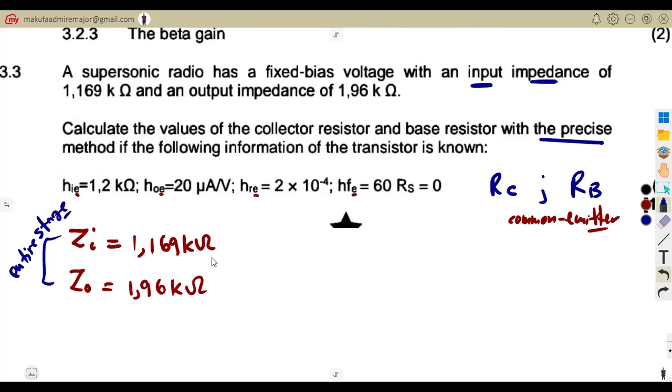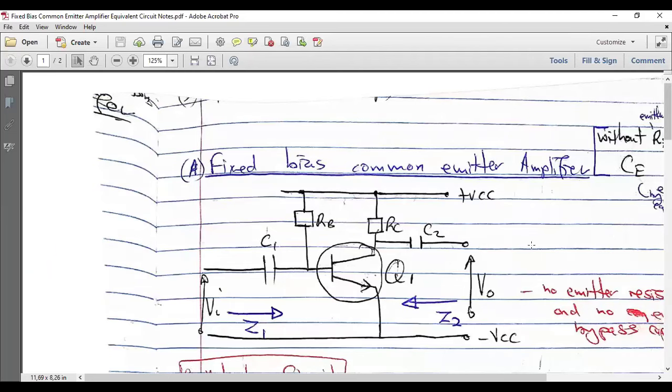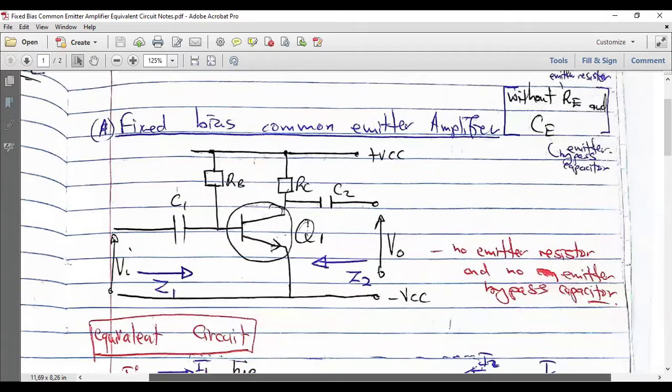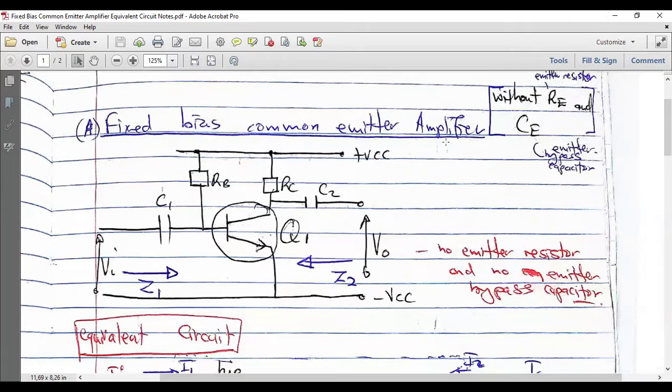Because we're going to need Z1 and Z2, which are for the transistor only. So from this information that we have so far, we are supposed to determine the values RC and RB. All right. I want you to take a closer look at a recap of what we had, because I talked about this in our introductions. This is the fixed bias common emitter amplifier we're talking about, where we do not have the emitter resistor. It's just a basic one.